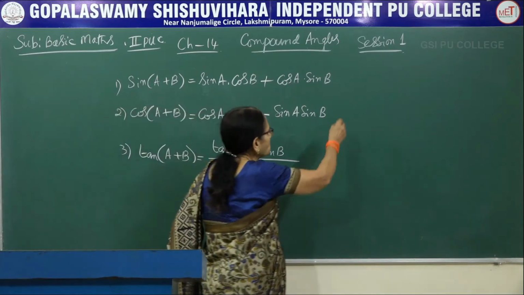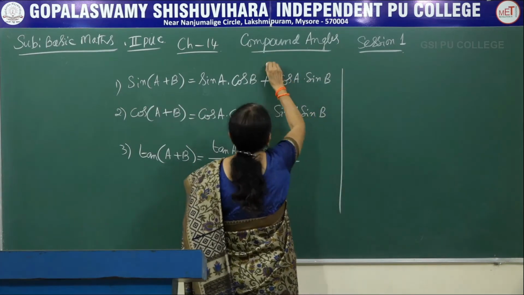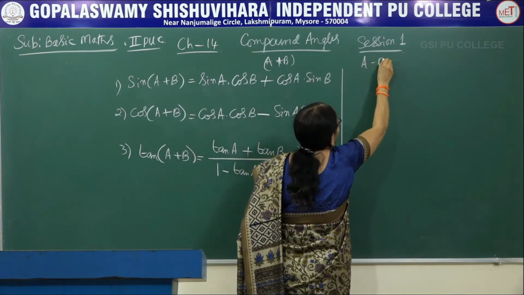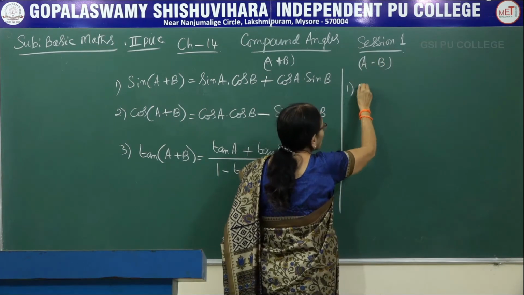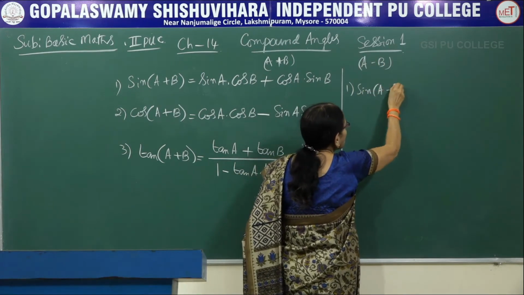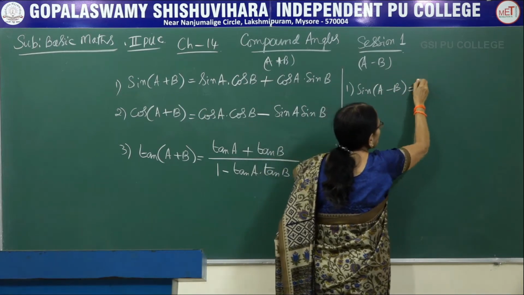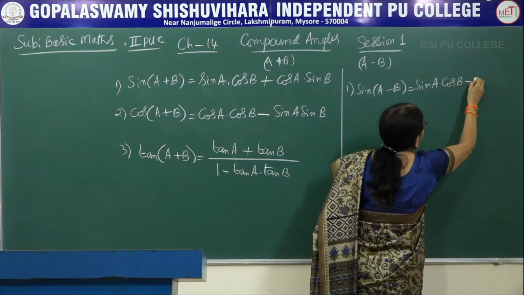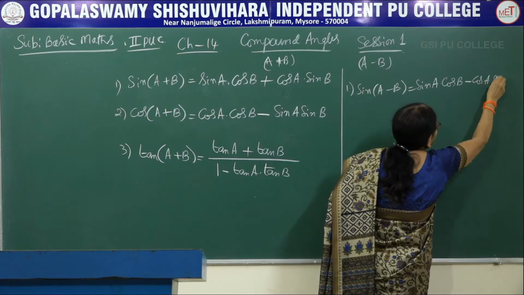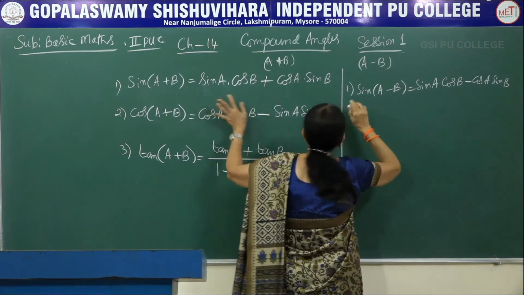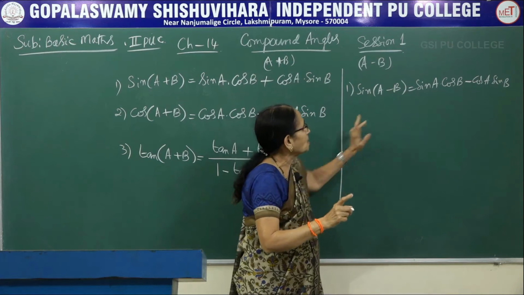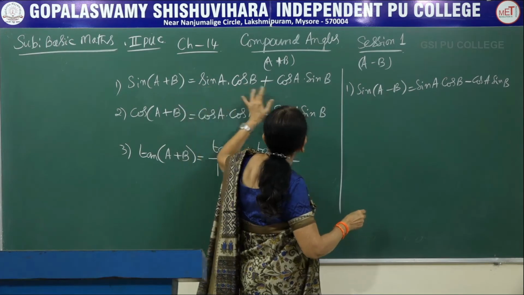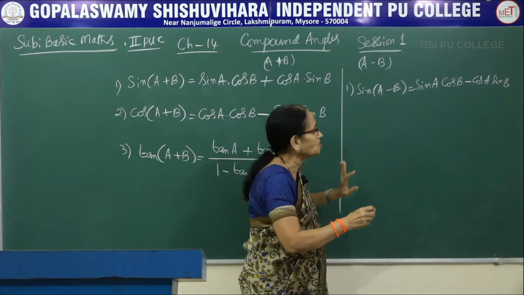Now let me move on to the difference of the two angles. Here I had considered the angle A plus B. Now I am considering the angle A minus B. First one is sin of A minus B. Now what is the expansion here? It is sin A cos B minus cos A into sin B. You observe the same terms are present. The difference is that I have a minus sign on the left, and the right hand side also has a minus sign. So when it was plus on the left, it was plus, minus on the right hand side.